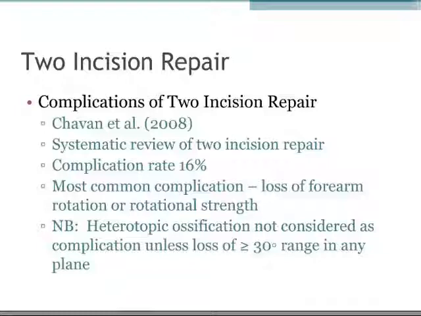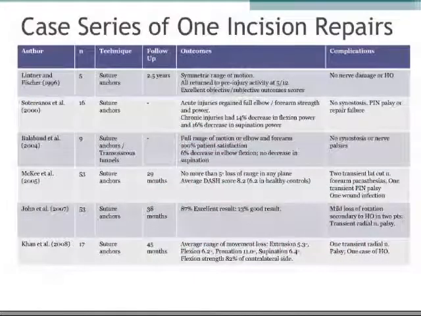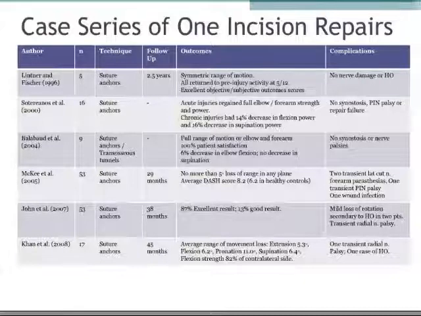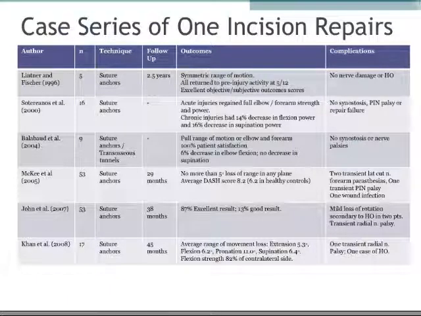For case series of one incision repairs, I won't go through every one in detail, but basically similar complications were described. One incision repairs have now become more popular because of more modern fixation techniques, where you can get good fixation through the one anterior incision, being suture anchors and cortical buttons. In these case series, most had good outcomes and fairly low complication rates. Again, the common one being loss of range of movement. There are only 4 case series of cortical buttons.